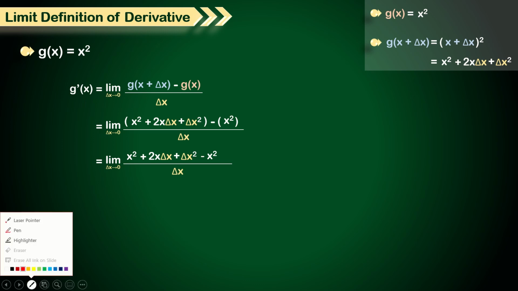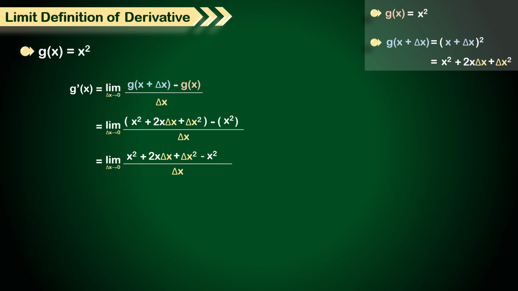Combine similar terms. X squared minus x squared is 0. We have the limit of the remaining terms in the numerator, which is 2x delta x plus delta x squared over delta x as delta x approaches 0. Observe that when the limit is being applied, the denominator becomes 0, which makes the whole term undefined. To solve this, we need to eliminate delta x in the denominator.